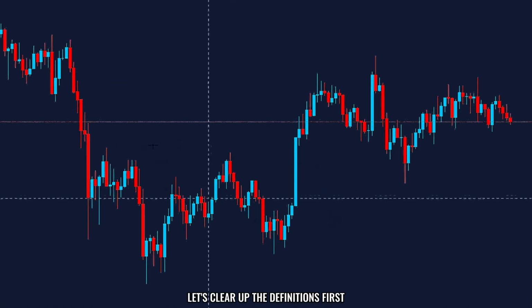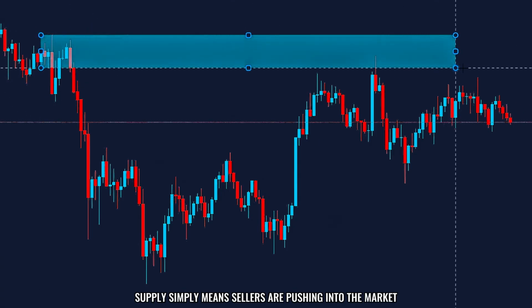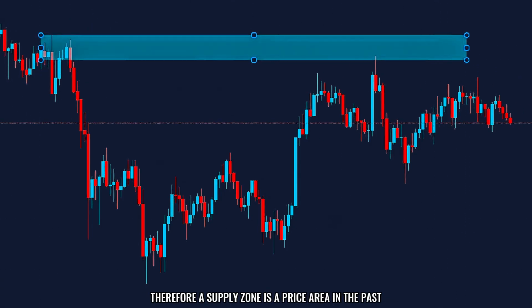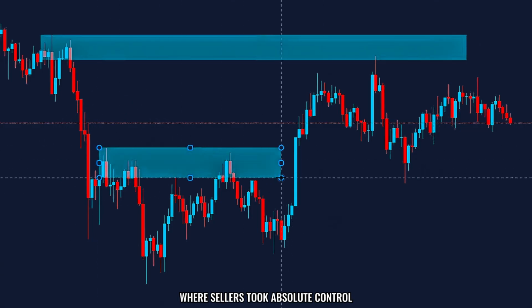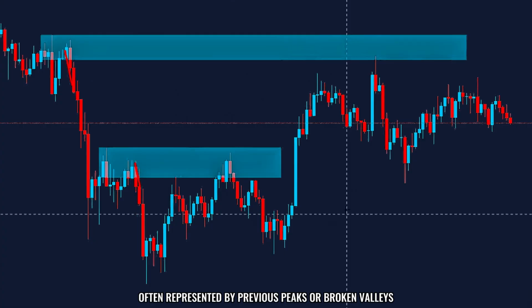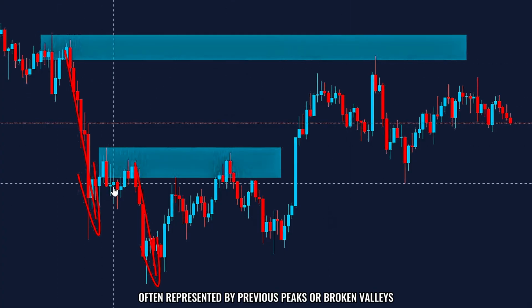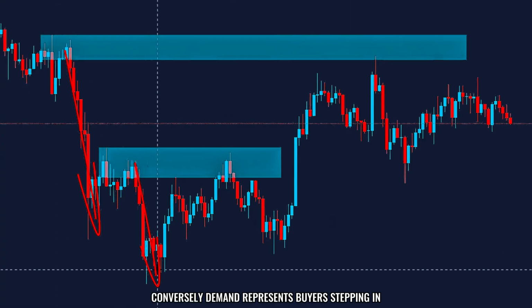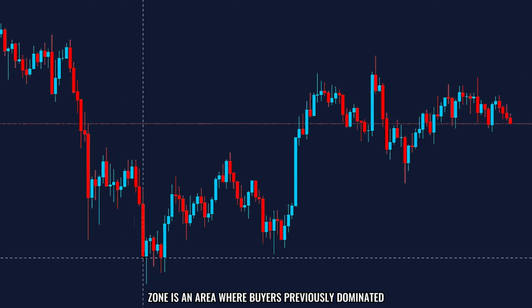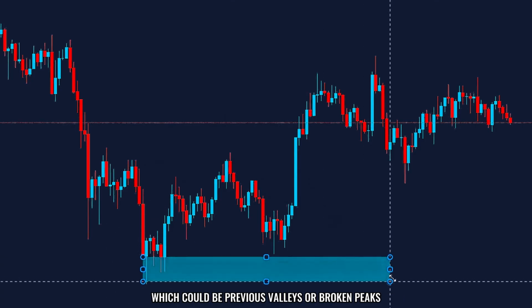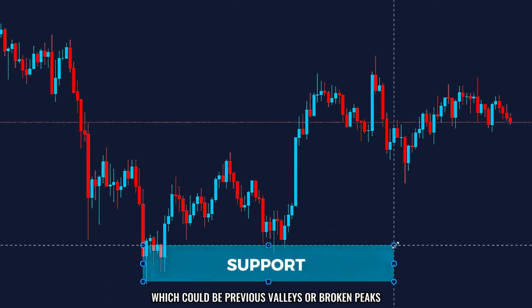Let's clear up the definitions first. Supply simply means sellers are pushing into the market. Therefore, a supply zone is a price area in the past where sellers took absolute control, often represented by previous peaks or broken valleys. Conversely, demand represents buyers stepping in. A demand zone is an area where buyers previously dominated, which could be previous valleys or broken peaks.